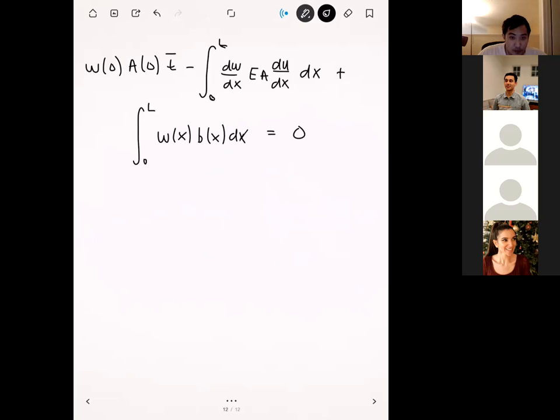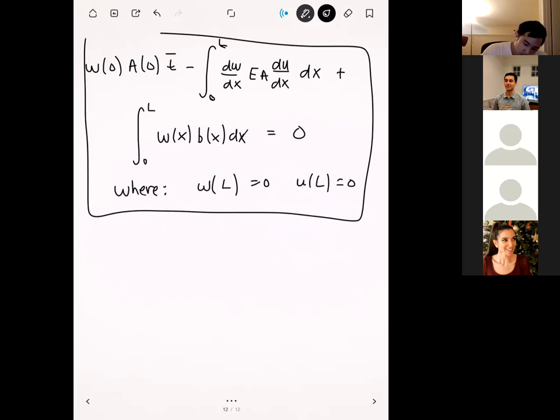From here, we also have to remind ourselves of the conditions on W and U, where W of L is equal to 0 and U of L is equal to 0. And what I have boxed right here is the weak form for 1D elasticity.